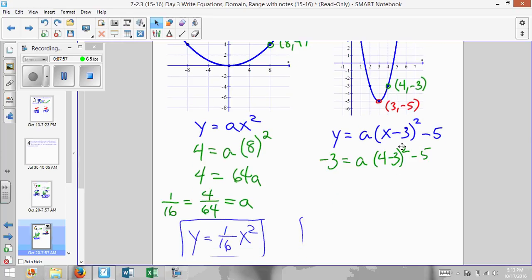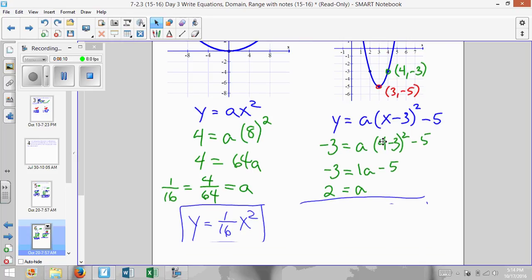There it is. 4 minus 3 is 1. 1 squared. Make sure you do order of operations, so it's really 1a. We'll bring the 5 over, and a is just 2. So make sure to put the 2 back into your general equation back up here. So all it is replacing a with 2.